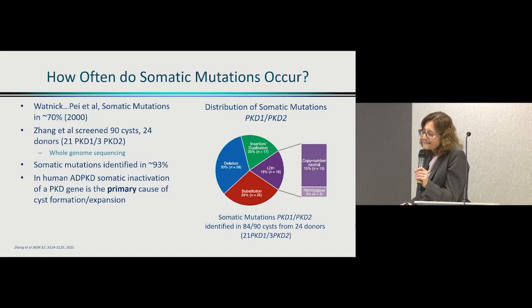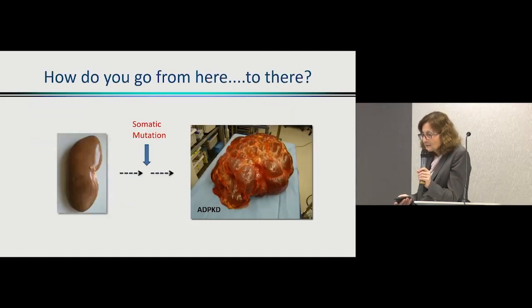I think we can say that in human ADPKD, somatic inactivation of a PKD gene is probably the primary cause of cyst formation and expansion. May not be the only one, but it's probably a major cause. Okay, so that's probably the first step in going along that pathway. You have to have loss or decrease in polycystin signaling, but then what happens after you get your somatic mutation? There's kind of a lot of steps in between there that I think we still need to understand.